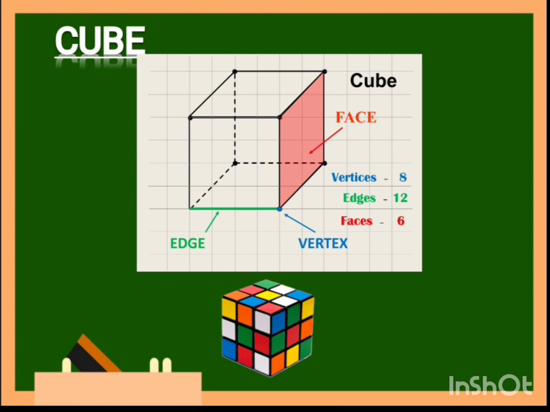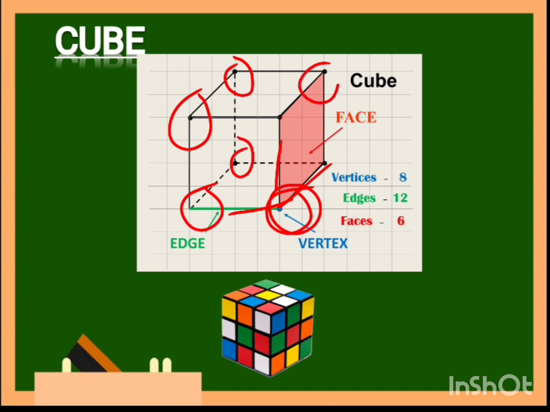First solid shape, cube. Okay, we have to find out the number of vertices, edges and faces in a cube. There are so many examples around you which have solid shapes. So you can see this is first line, second line and third line. Those three lines meet at one point. That point is called a vertex. Okay, how many vertices are there? This is first, second, third, fourth, fifth, sixth, seventh and eighth. So total 8 vertices are there.